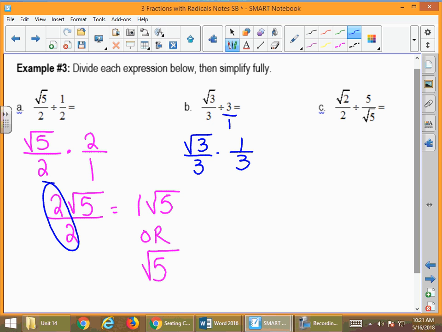Once again, we multiply the tops together, we multiply the bottoms together. Square root of 3 times 1 is square root of 3. 3 times 3 is 9. That's all we can do to that problem. 3 is underneath the square root and 9 is not. We cannot divide those because 1 is underneath the square root and 1 is not.